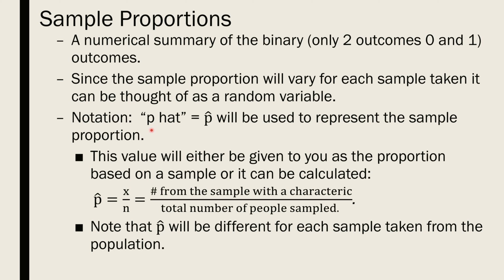The notation is called p hat. P hat will be used to represent the sample proportion. This value will either be given to you as the proportion based on a sample, or it can be calculated as p hat equals x divided by n. X is the number from the sample with the characteristic. The n is the sample size, or the total number of people sampled. Note that p hat will be different for each sample taken from the population.